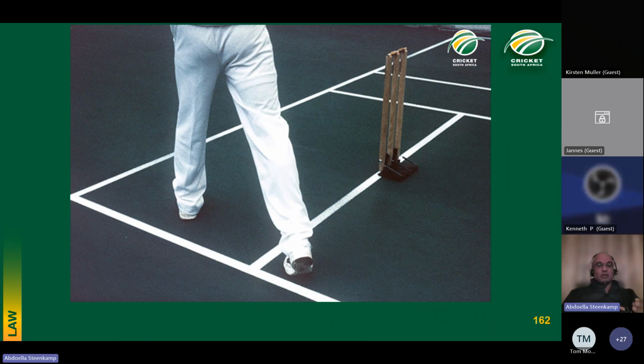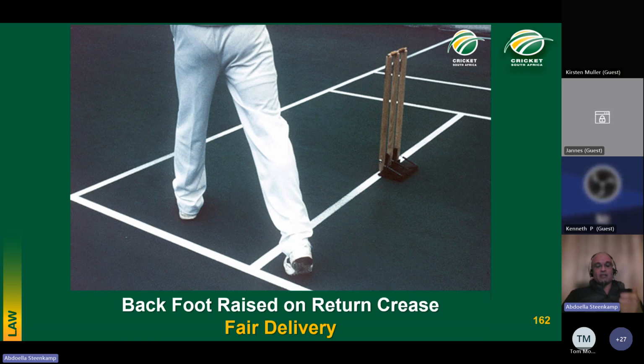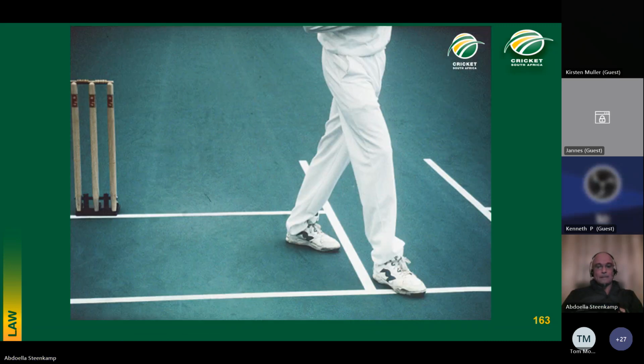Let's start with the front foot. Is there any part of the front foot, whether grounded or raised, behind the back edge of the popping crease? Yes, the whole of the front foot is actually behind the popping crease. So front foot, no problem. Back foot. Which crease goes with the back foot? The return crease. Is there any part of the back foot touching the return crease? The answer is no. So we're happy with both front foot and back foot. That's why this is a fair delivery.